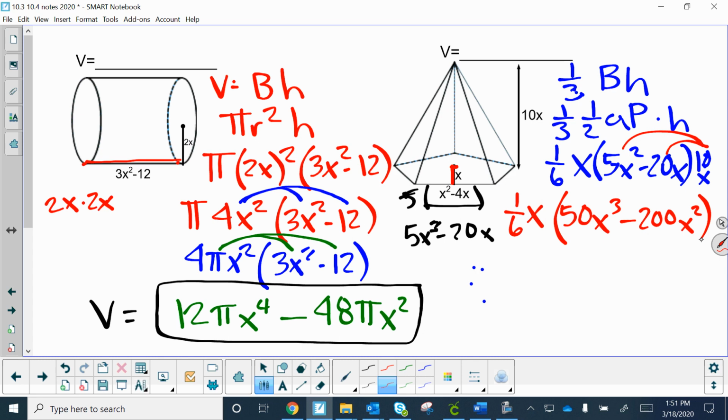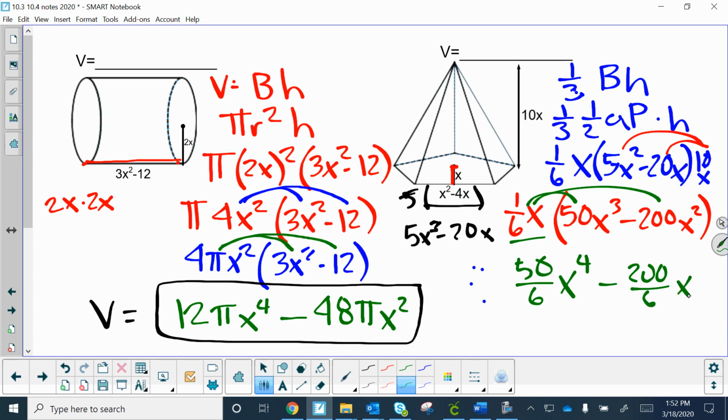Okay? And so then we just have one last thing to do, and that's to multiply, make it a different color, this 1/6 times those two things there. So 1/6 times 50x cubed is 50 over 6 x to the 4th. And you can do 1/6 times 50 or 50 divided by 6 in your calculator. We'll change that here in a second. Minus 200 divided by 6 x to the 3rd.